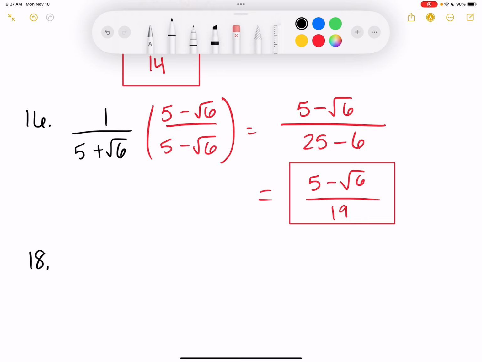Number 18: 3 plus the square root of 7 over 2 minus the square root of 10. Can I take anything out of the square root of 7? No. Can I take anything out of the square root of 10? No, that's what it breaks into, but I can't take anything out, so I just have to leave it. So I'm multiplying by the conjugate of the bottom: 2 plus the square root of 10, top and bottom.